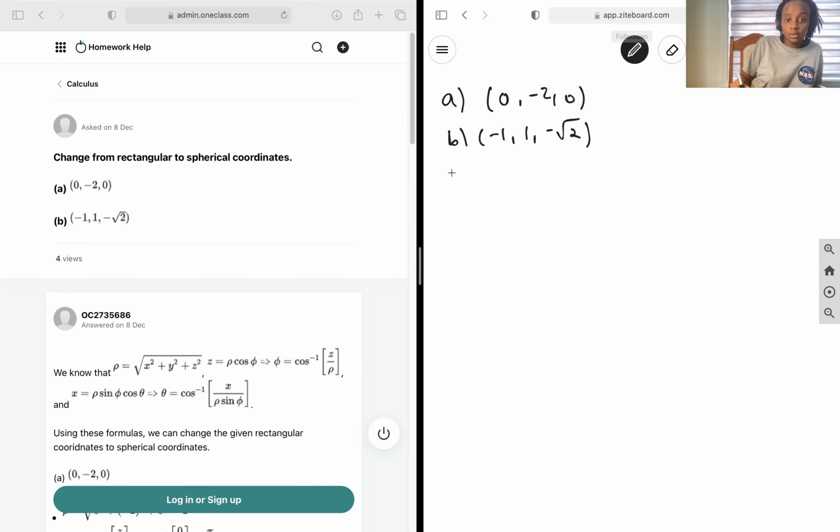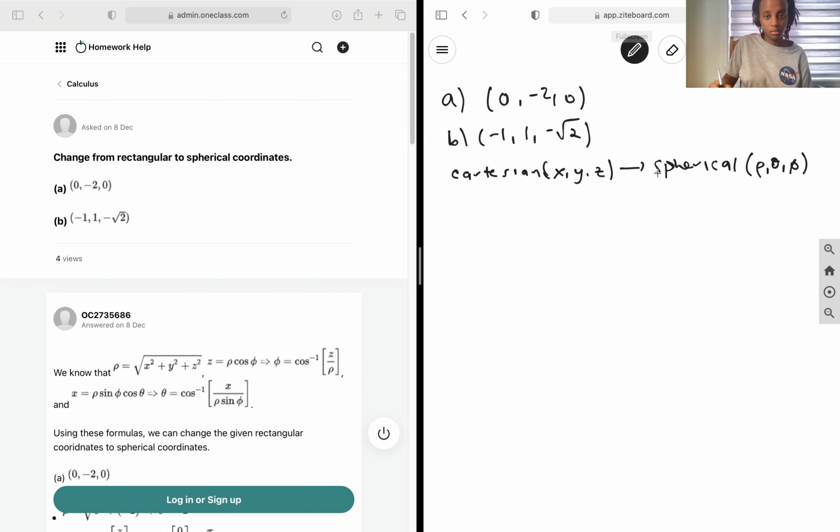We need to remember how to go from Cartesian, which is x, y, and z, into spherical, which is rho, theta, and phi. We usually do this when we're calculating the surface area of a sphere or doing anything in calculus related to spheres. It's easier to just use spherical coordinates.